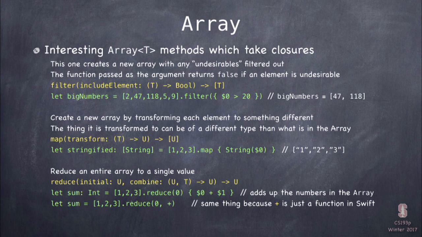By the way, notice I can say this as sum equals 123 dot reduce 0, which is my starting so-far value, which is I haven't added any up yet, so it starts at 0. And then I can say plus. And the reason I can say plus right there, that bottom line, is because plus in Swift is not some kind of weird built-in thing. It's just a function.